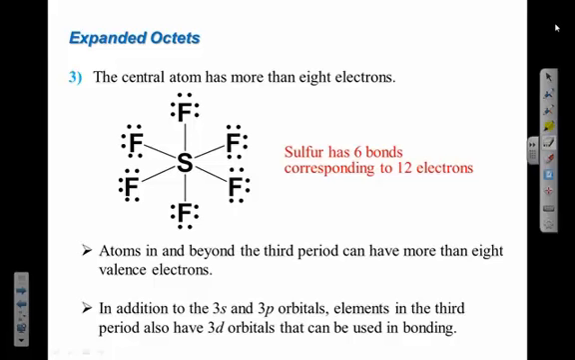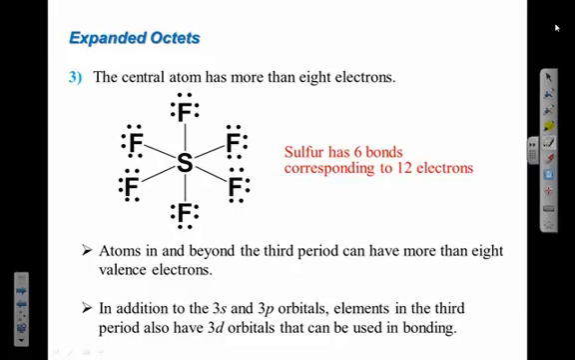And then the third category of exceptions to the octet rule includes most of the non-metals. So sulfur, phosphorus, chlorine, even silicon, the elements that are non-metals in row 3 and below can all hold more than 8 valence electrons, and sometimes will. So here's an example where we have a sulfur that has 12 valence electrons instead of 8. Is that okay? Yeah, it's okay, because sulfur's valence level is the 3rd energy level.